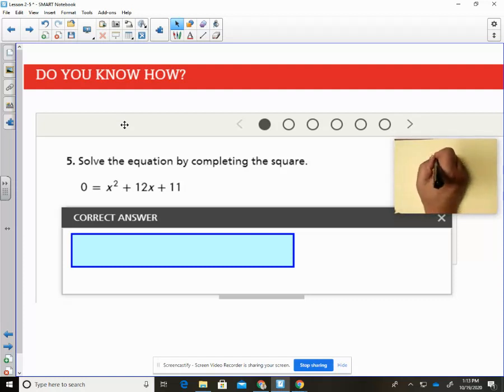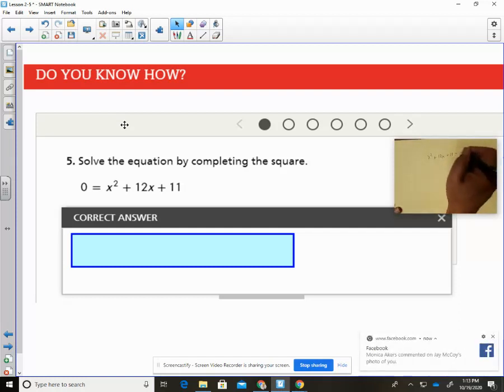So x squared plus 12x plus 11. And you may want to go ahead and try these 5 through 10 or 11, whatever this is here. Go ahead and try them and then come back and look at what we're doing. Okay.